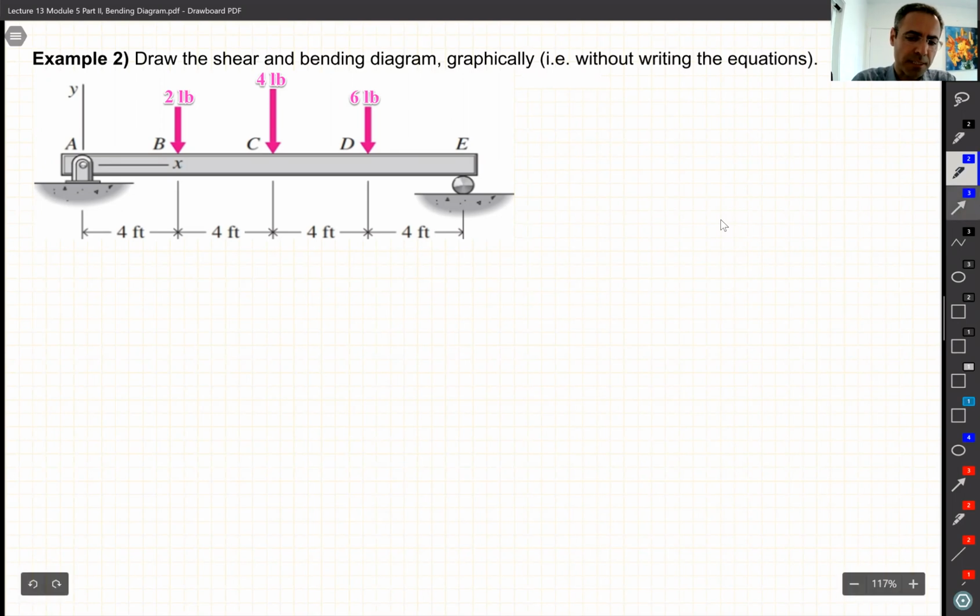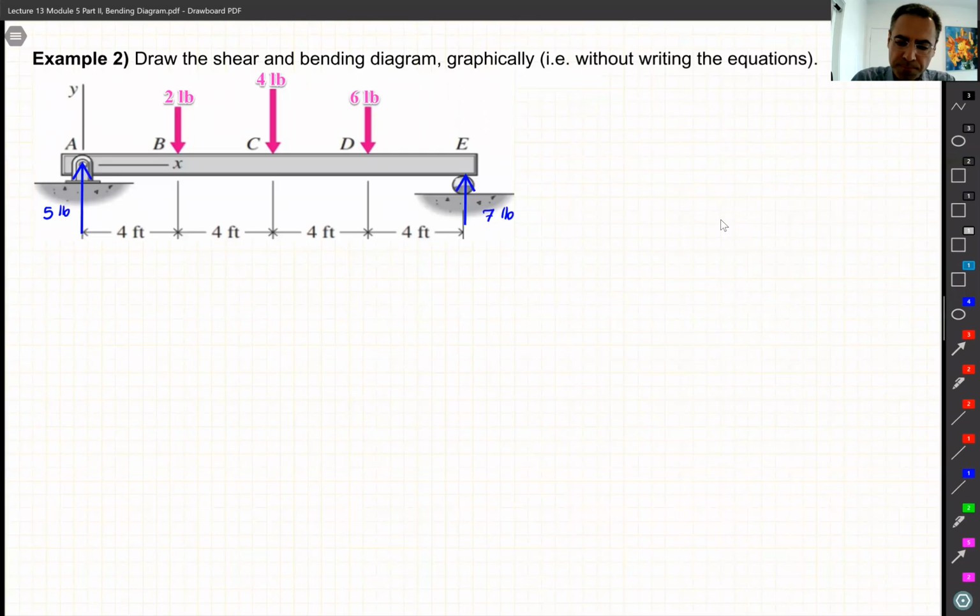So again, the first step, we have to find the reactions. That's easy, we can do that. We have reaction A and B. We use the equations that we learned before, and we find them. I did it before. It's going to be 5 pounds here, and 7 pounds there. I believe this part is easy, and all of you can do it.